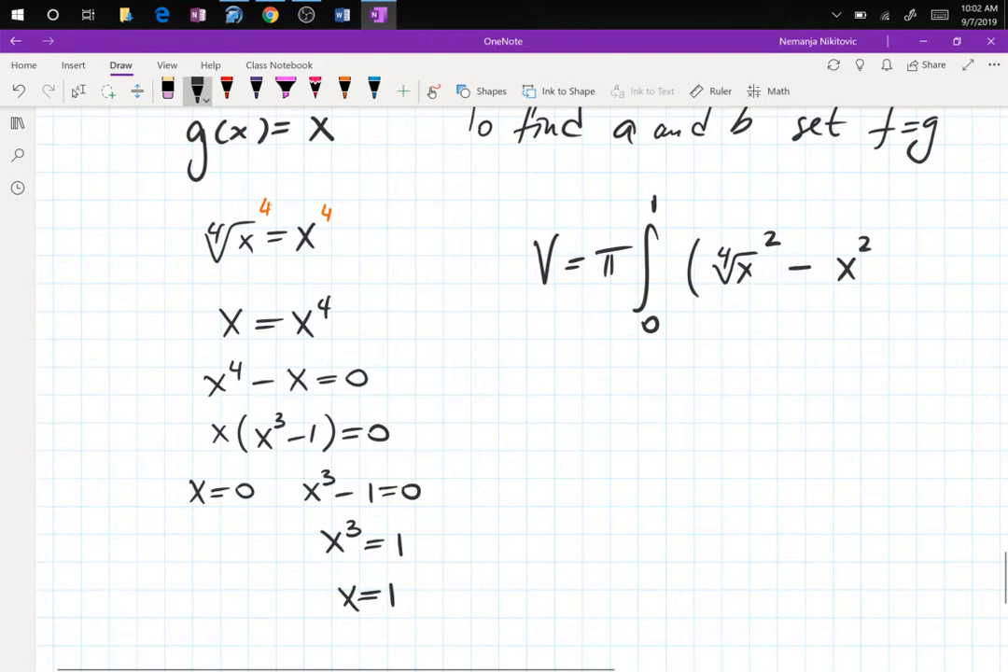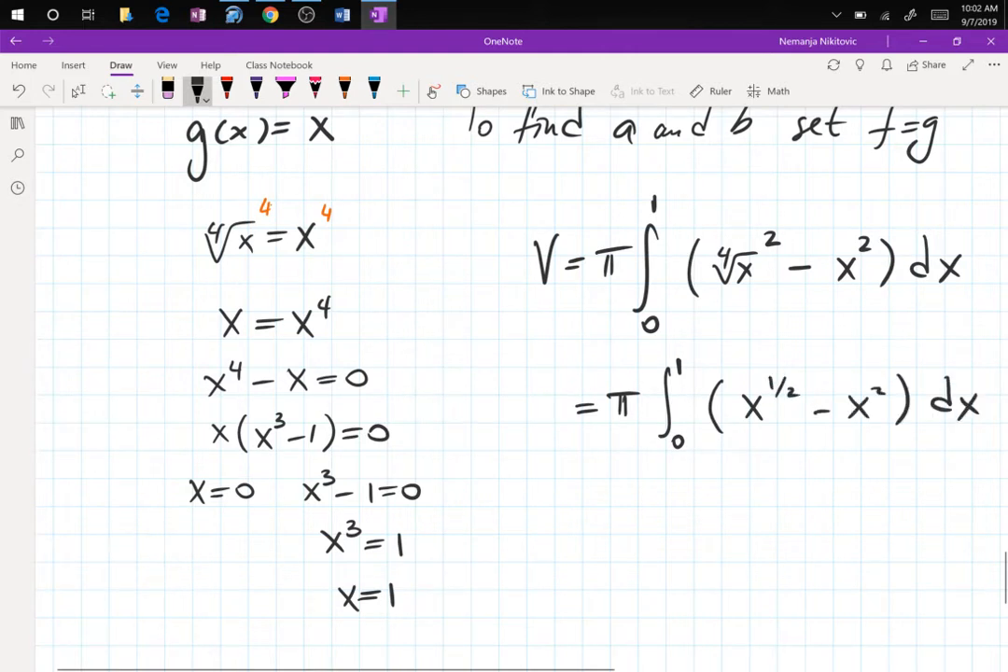You have to square that one. It's f squared minus g squared in a formula, dx. And then we integrate. Well, first let's clear the algebra here. 4th root squared, that would just make it a root x, which is x to a half, minus x squared dx. And now we can integrate.